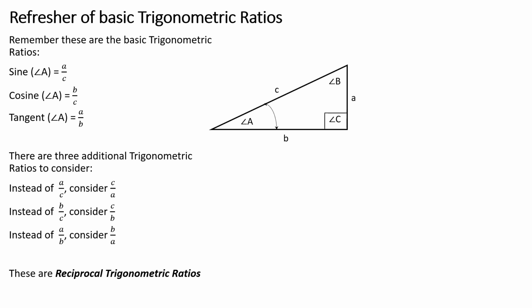All we're doing is flipping the ratio. The sine, which is A over C, is now C over A. The cosine is B over C, so the inverse is C over B. And then tangent, which is A over B, is now B over A.